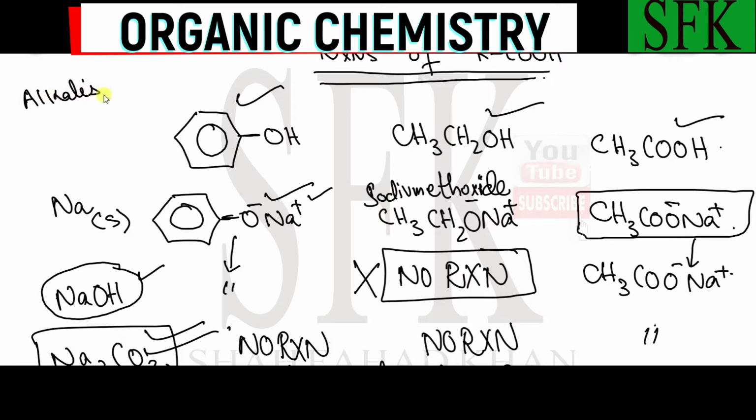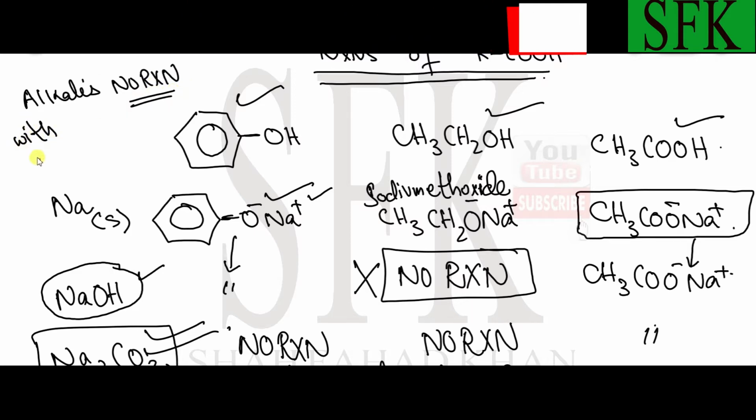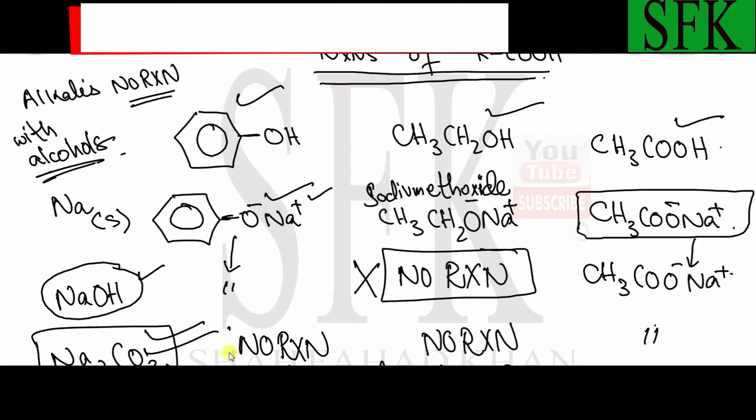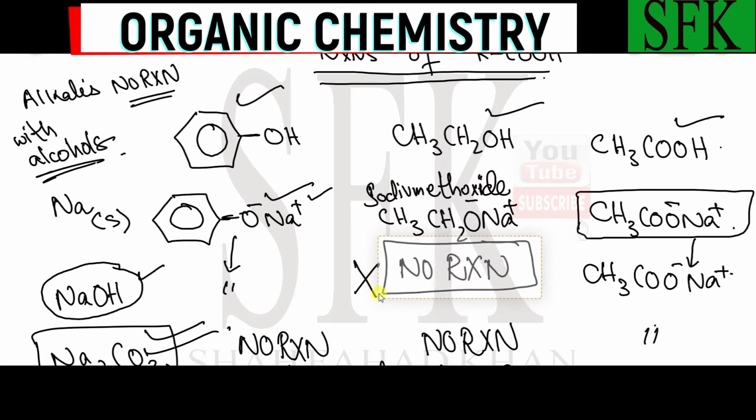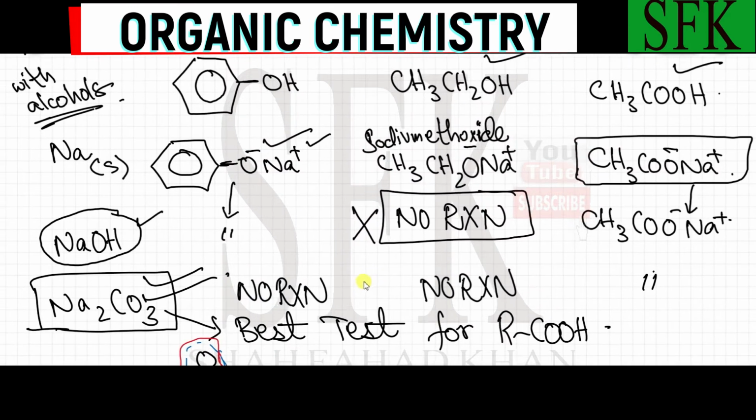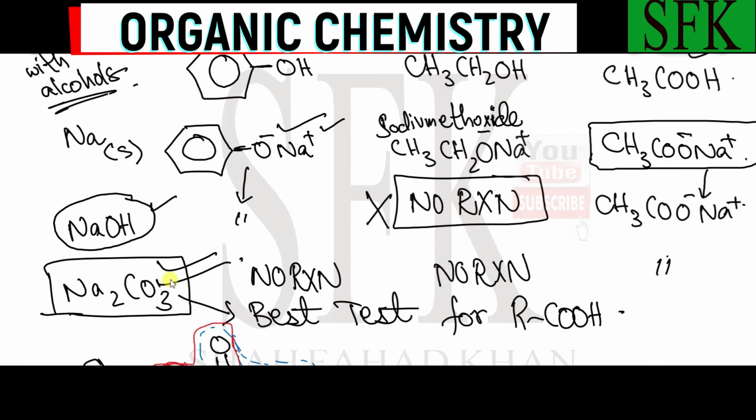Alkalis have no reaction with alcohols. Okay, this is a very important point. Do remember it. And then again, alkali will react with the carboxylic acid and give again sodium ethanoate as the product. Okay, now the third and the final and the very important reagent is sodium carbonate.